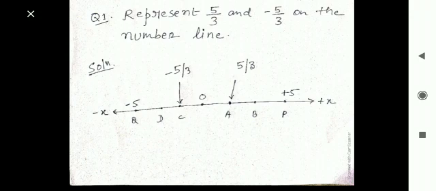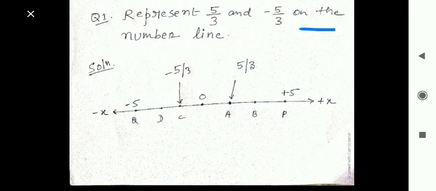The first question and the second question are about the representation of any given number on a number line, and the third question is how to represent any root value on the number line. One by one I will explain each and every question, so just try to understand all the concepts, and if you are not able to understand, then please ask me personally. So let's start the first question.